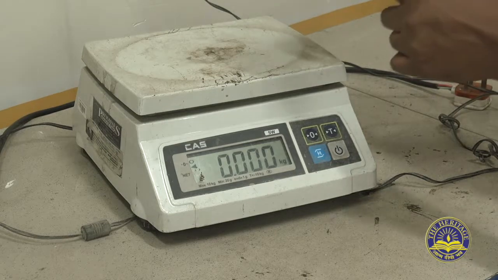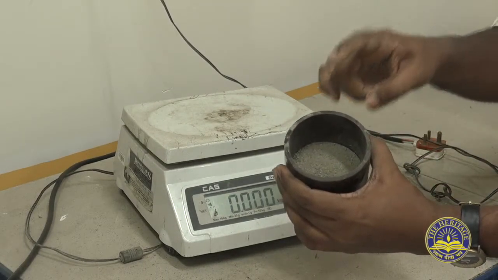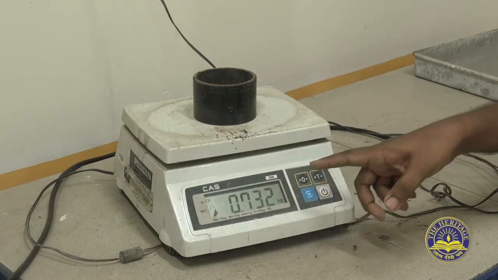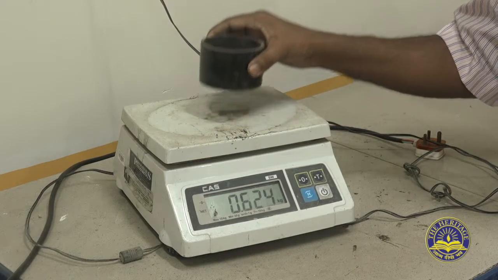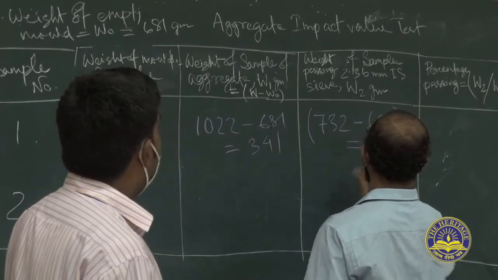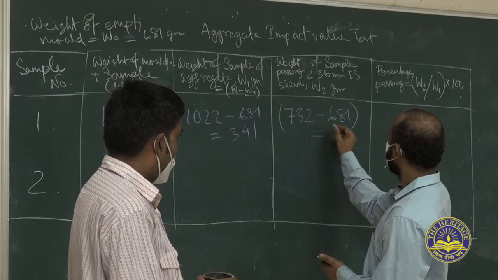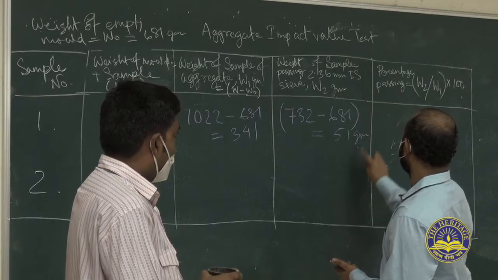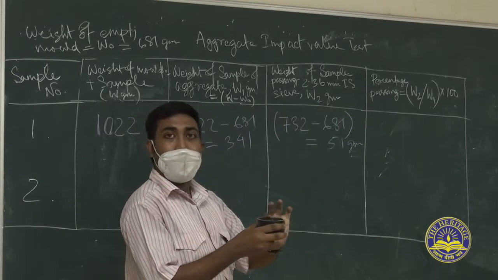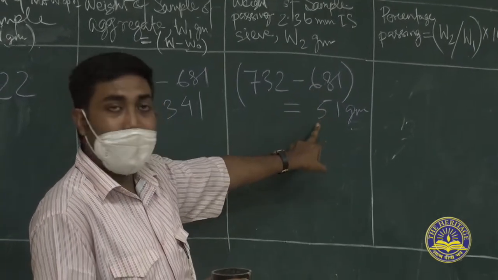We already know that the weight of the empty mold is 681 grams. Now after crushing the material, we are taking the new weight including the sample as well as the mold. Yes, that is 0.732 kg, that is 732 grams. So here 732 includes the weight of the mold, that is 681 grams. So the net weight of the sample is 732 minus 681, that is 51 grams.